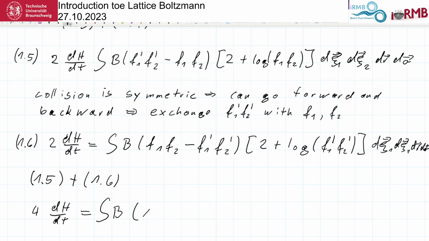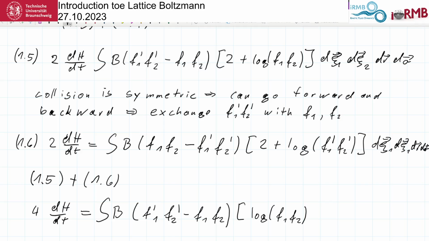Oh my God, I miswrote this. So let me try to correct it ad hoc. I had this. Okay, let me try to correct it ad hoc and see whether this is now correct. So we have the original gain term minus f1 f2. And now comes the part from equation 1.5, which is this one.